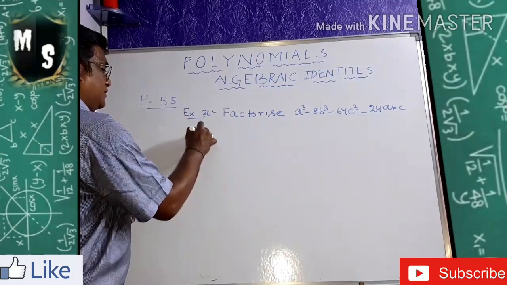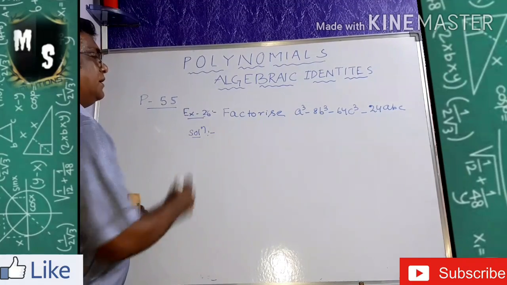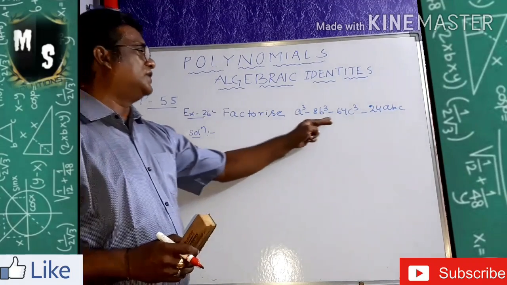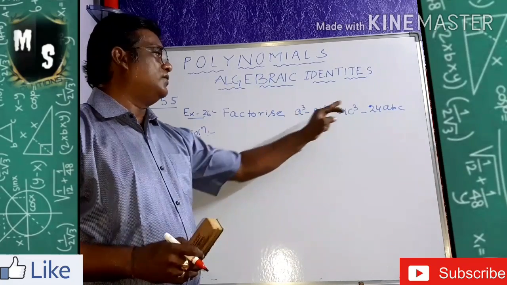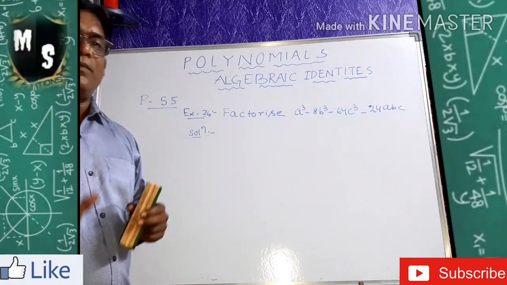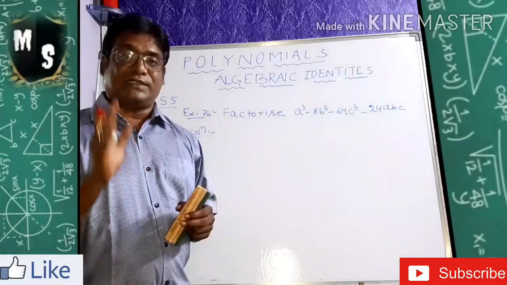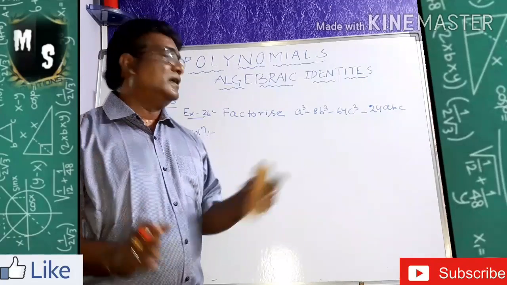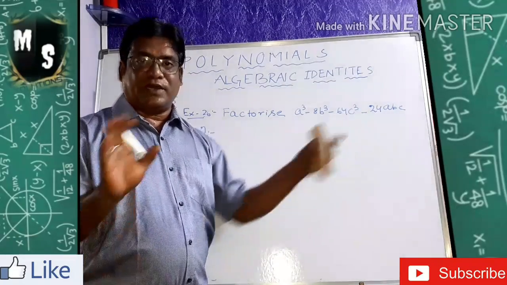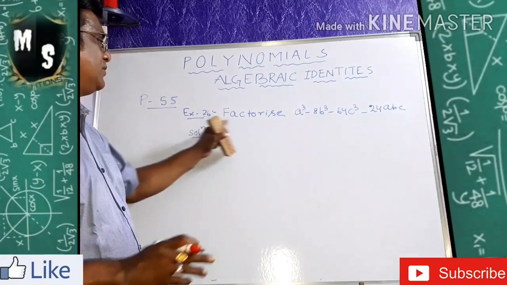Solution. Let's go for it. What will the solution be? See now, as the three cubes are involved here, a³, b³, c³, it is definitely in the formula of a³ + b³ + c³ − 3abc. If you adapt that formula, then definitely we can factorize easily.